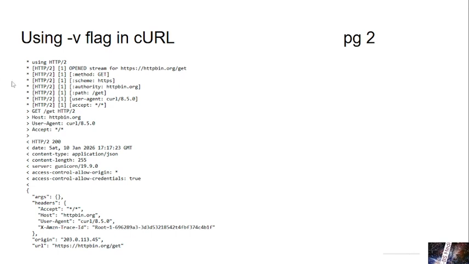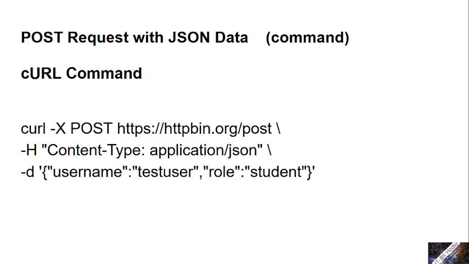And you can see here accept, user agent curl 8.5.0, HTTP, meaning that it's accepted, 200. Then the date, you can see the server, something like that. So you have detail, and then you see the origin. So we have seen basic requests using curl. Then we move on to the POST request.